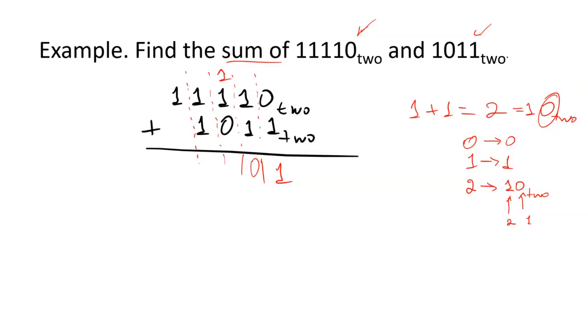And now I move on to the next place value, and I'm going to have 1 plus 1 plus 0. That's another 2. So I'm going to have 1, 0. So put the 0 and carry the 1 to the left, onto the next place value. On the next column, I have 1 plus 1 plus 1. That is 3. A 3 in binary is actually written as 1, 1. Because this would mean that you have 1 two and 1 one, and if you add them, 2 plus 1, you get 3. So 3 is 1, 1 in base 2.